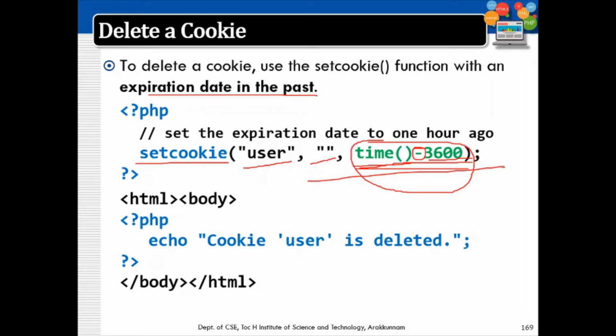So remember, creation, editing and deletion of a cookie require no new function. The same setcookie function will be used. Once you create it, for editing you just change the value and give it in the setcookie itself. For deleting, you just set the time to a time in the past.